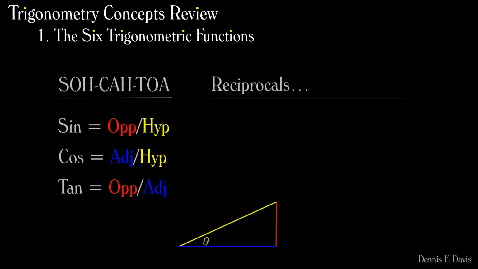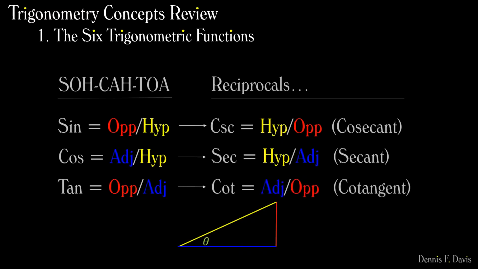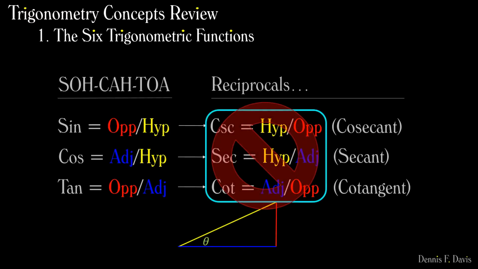The cosecant is 1 over sine, so hypotenuse over opposite. The secant is 1 over cosine, so hypotenuse over adjacent. The cotangent is 1 over tangent, so adjacent over opposite. You don't need to memorize something if you can figure it out quickly, and these last 3 trig functions are good examples. Don't memorize cosecant, secant, or cotangent.